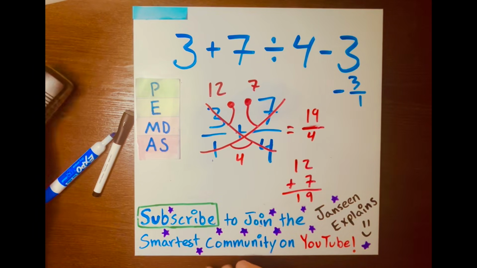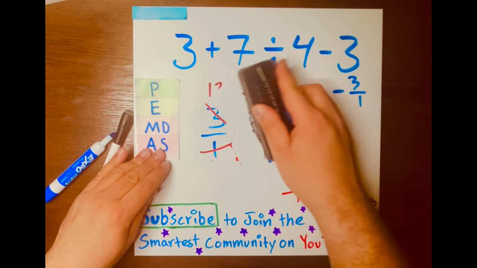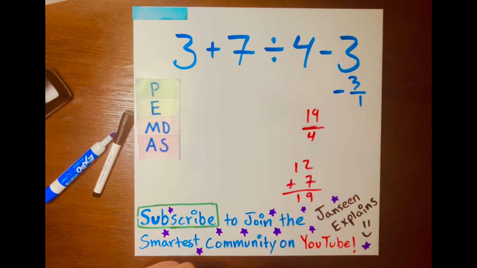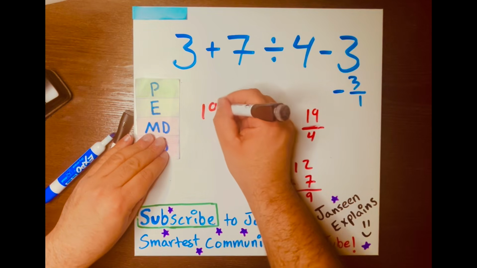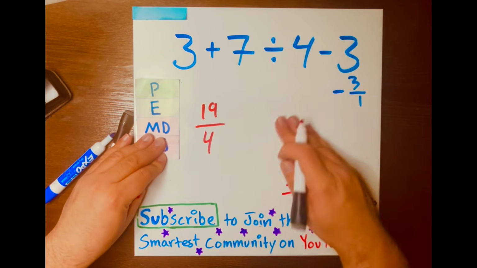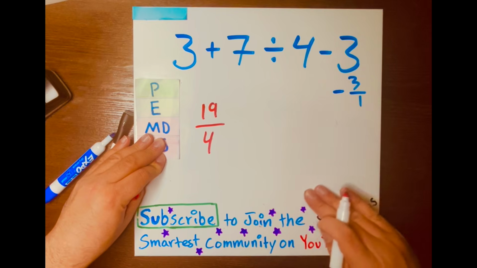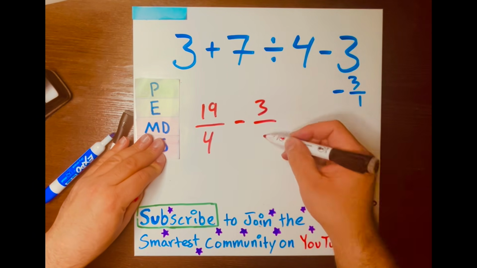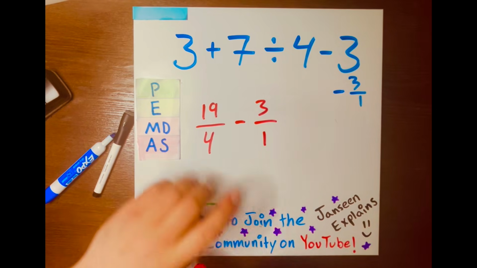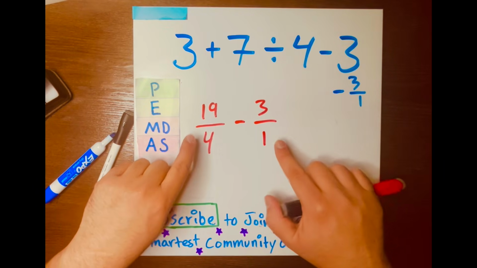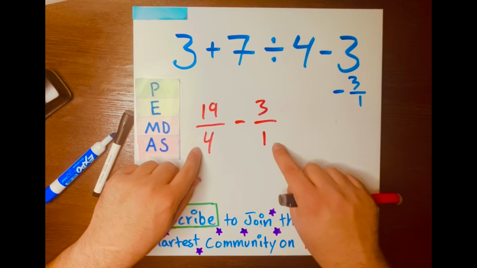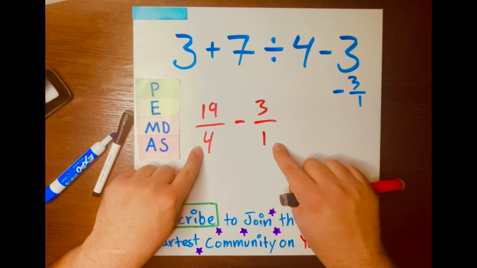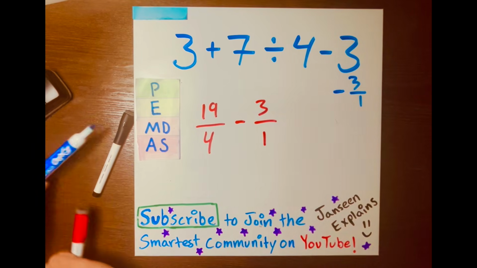So let me go ahead and erase all this here we don't need. And I'm going to write the 19 over 4 on this side. Let me erase all this. And let's bring down the minus 3 over 1. And now we're looking at 2 fractions with their denominators different. Yep, their denominators are different. So we got a 4 and a 1, so we need to use the butterfly method again.